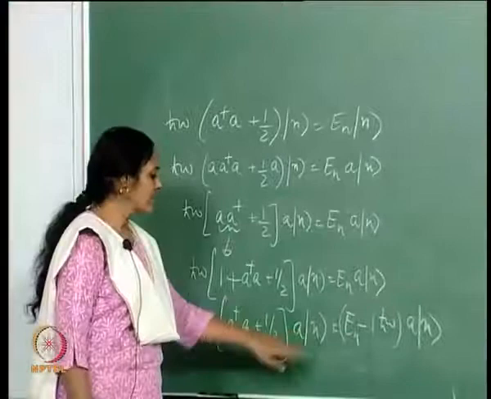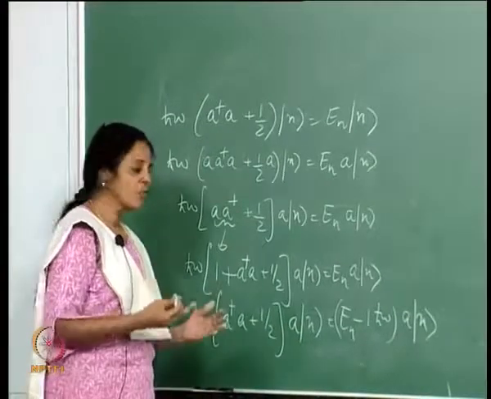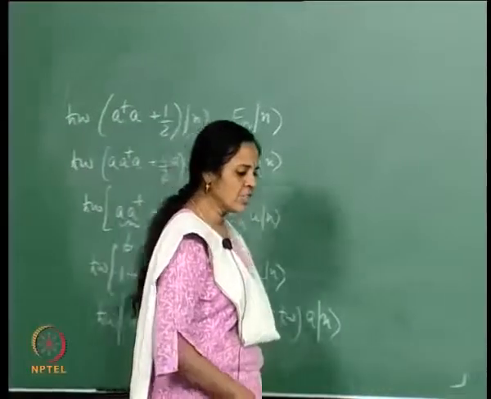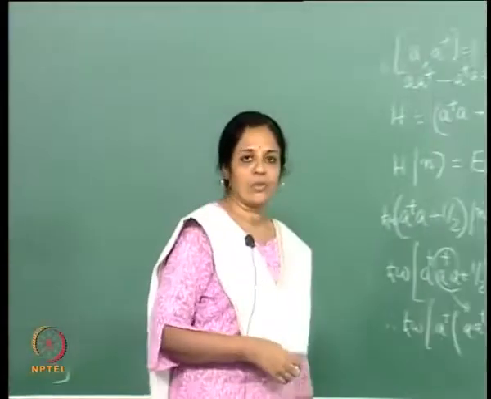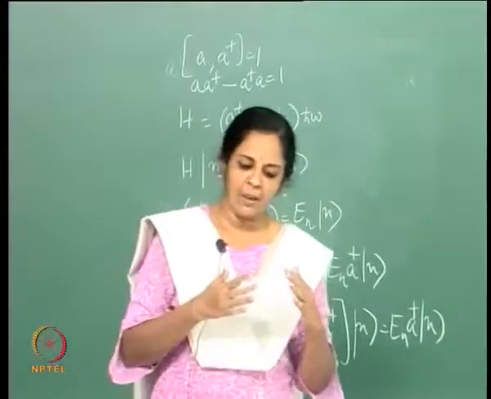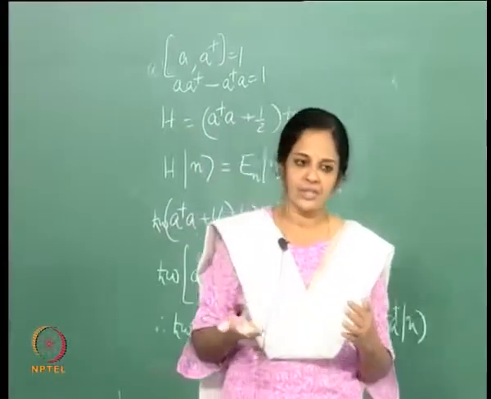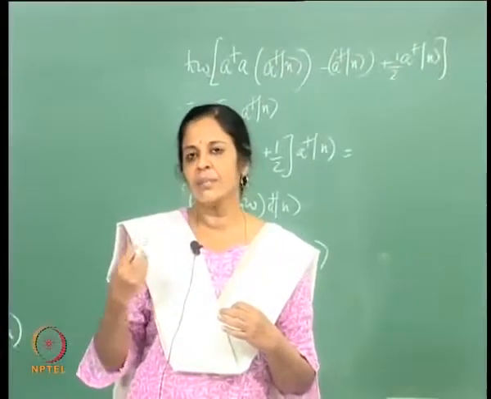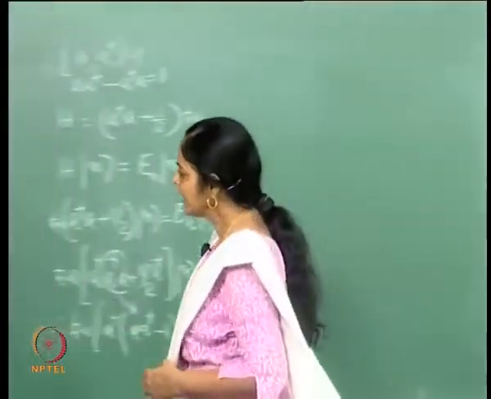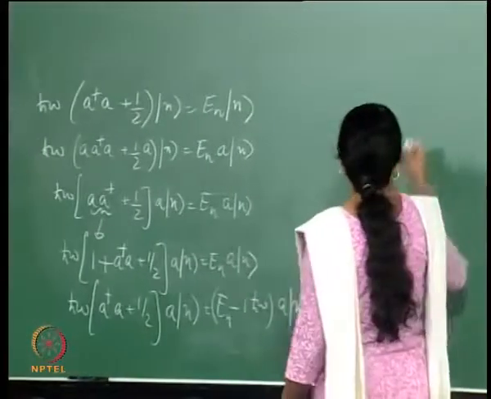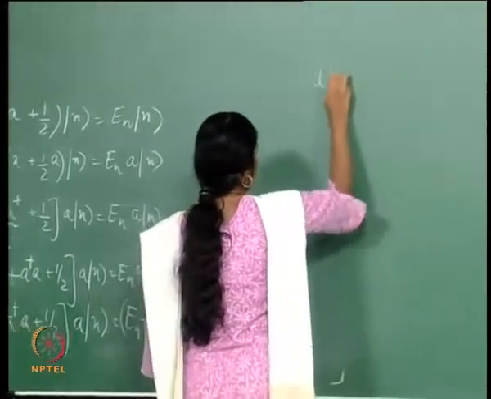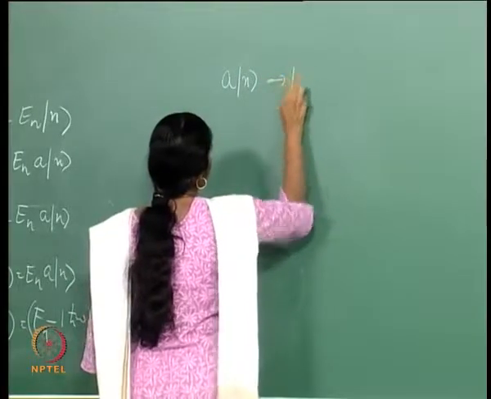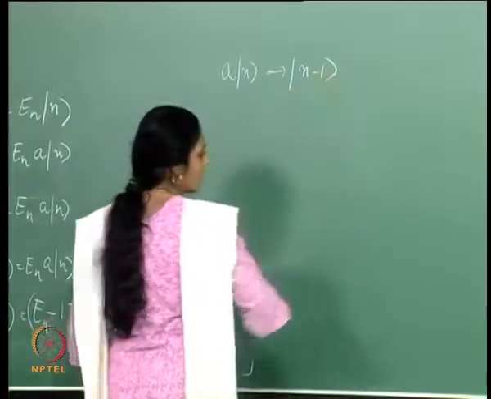when A acts on ket n, it takes it to a state which is also an eigenstate of the Hamiltonian, but with the energy reduced by 1 h cross omega. So repeated application of A on a given state ket n seems to reduce its energy each time by 1 h cross omega, taking it to a new state, and therefore in the notation that I have used should be labeled as the state n minus 1.